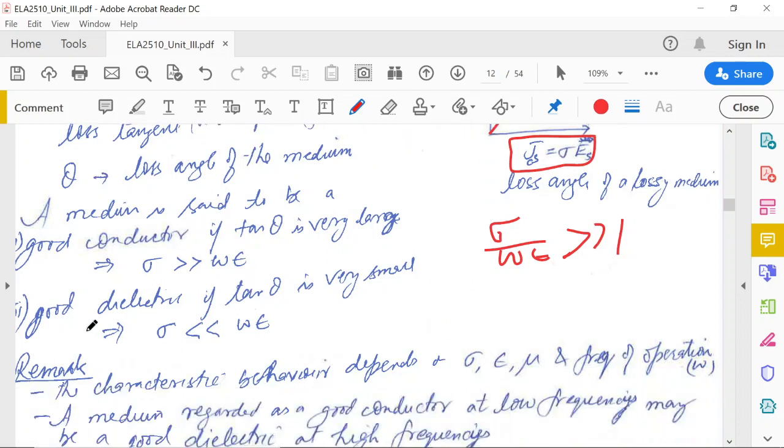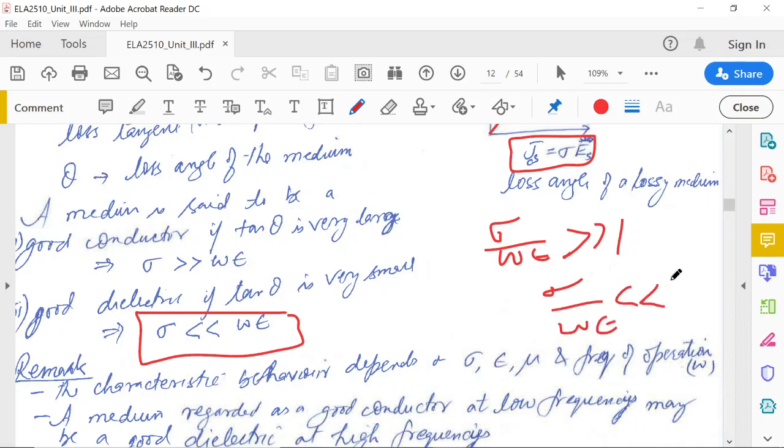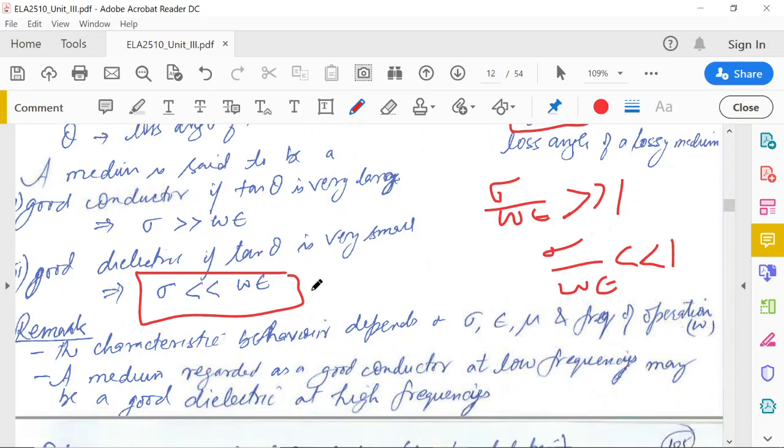It is also called a good dielectric if it follows this condition, that it has some conductivity, but the ratio of these two is less than 1. Then it is called a good dielectric. Some materials which have high conductivity, but as the frequency increases, this ratio may become smaller, then they will exhibit a good dielectric. So there is no such thing that some material is simply a good conductor or a good dielectric. It depends upon the frequency as well.